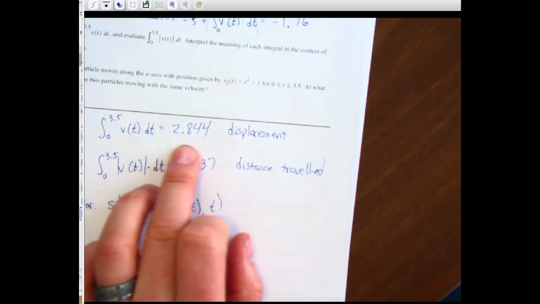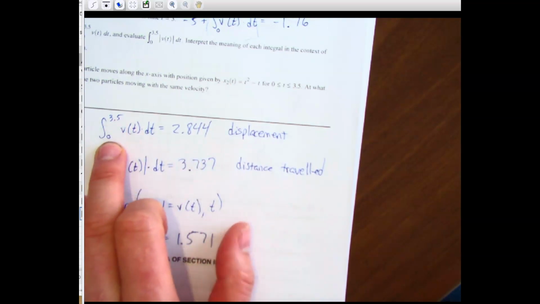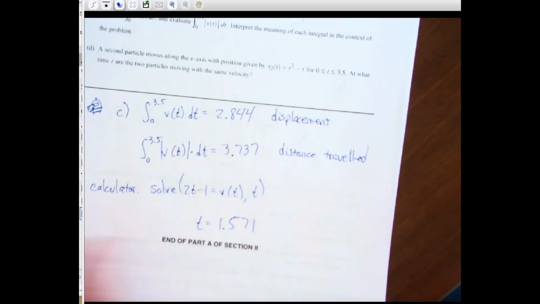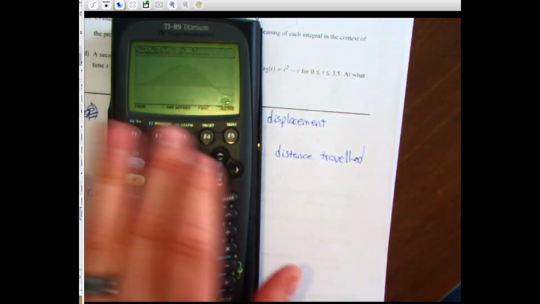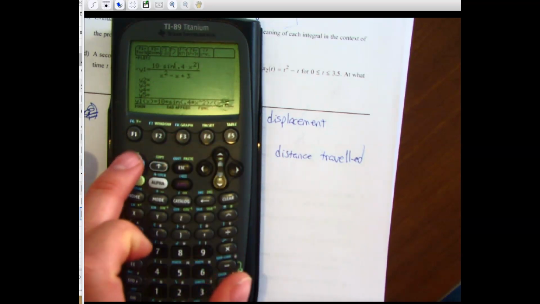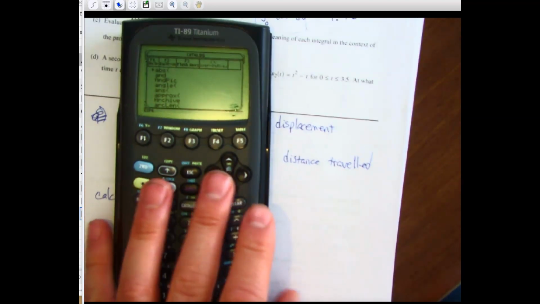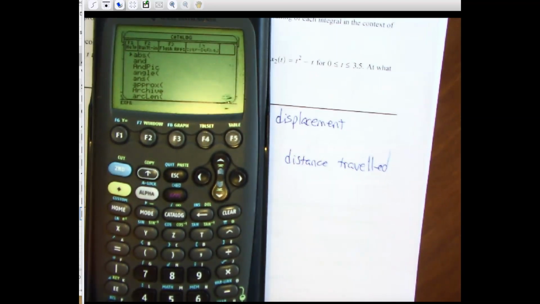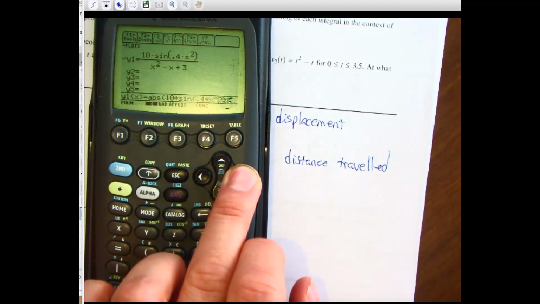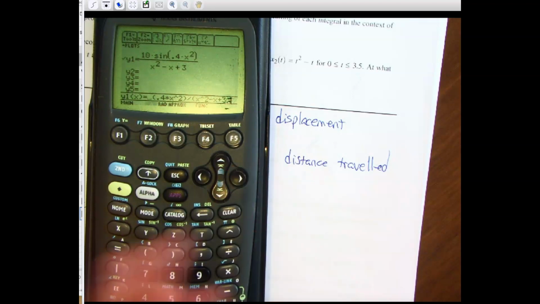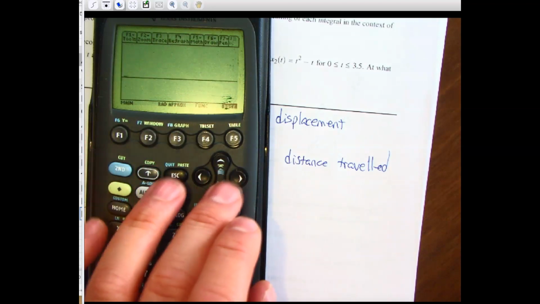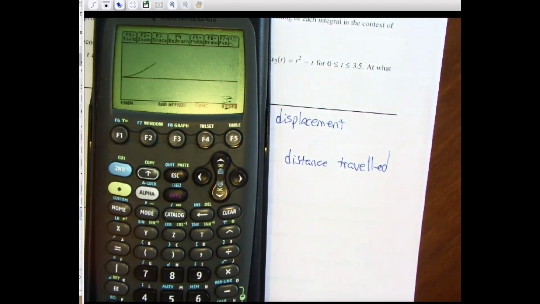If you just integrate v of t and you just type it in, 0, 3.5, it's going to give you 2.844, and that's the displacement. When I integrate the absolute value, so that's what you saw at the beginning when I was back here typing this in, you can go all the way to the beginning, go catalog, and you might have to scroll through. Mine's right on it because I just used it, but you want absolute value, and then it opens a parenthesis, so you go all the way to the other end of this mess, close the parenthesis, and then you can see your absolute value signs there. And now if you go to graph it, you'll see what I was talking about.